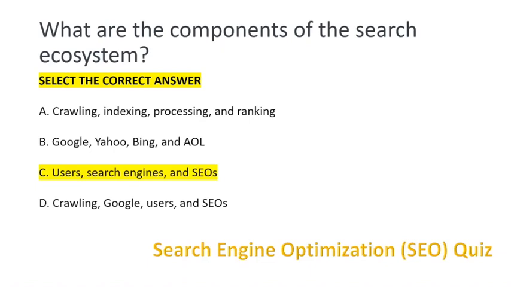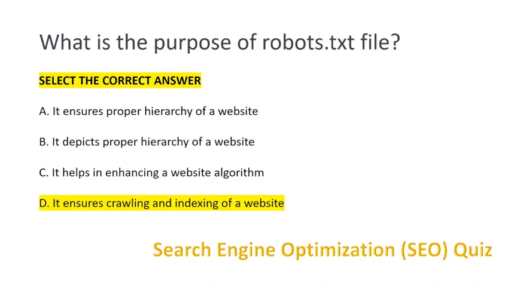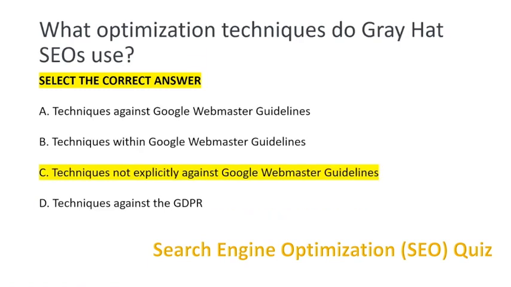What are the components of the search ecosystem? C. Users, search engines, and SEOs. What is the purpose of the robots.txt file? D. It ensures crawling and indexing of a website. What optimization techniques do gray hat SEOs use? C. Techniques not explicitly against Google Webmaster Guidelines.